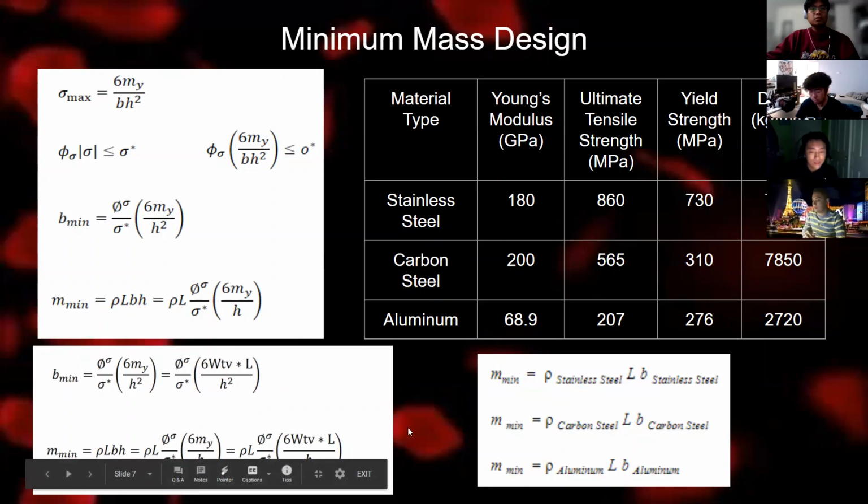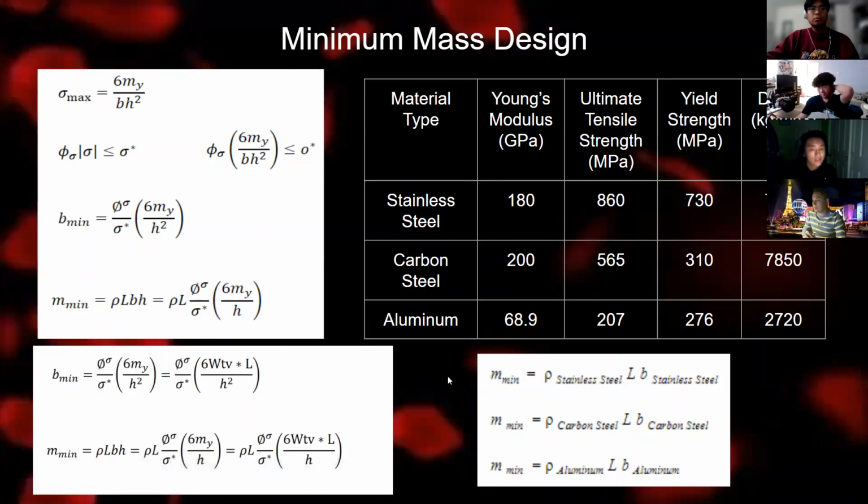As you can see from this table, we have our 3 different materials that we'll be looking at. In particular, we're looking at the density and the yield stress, or the yield strength, of each material.